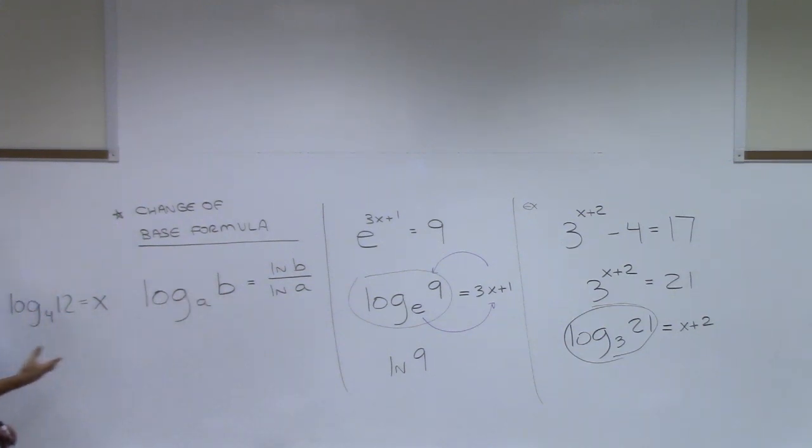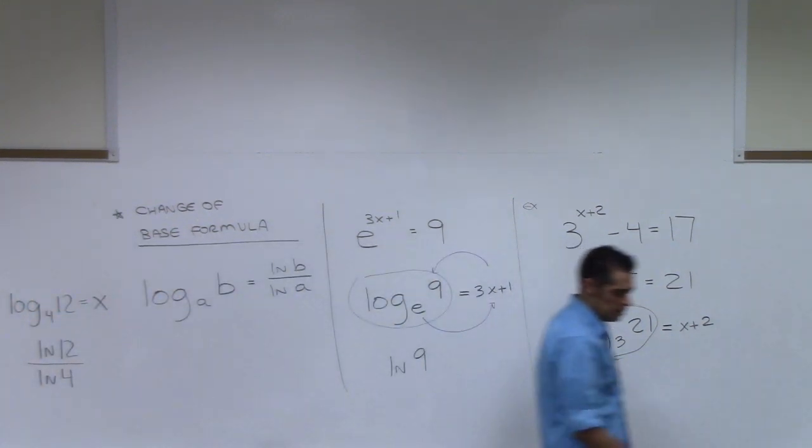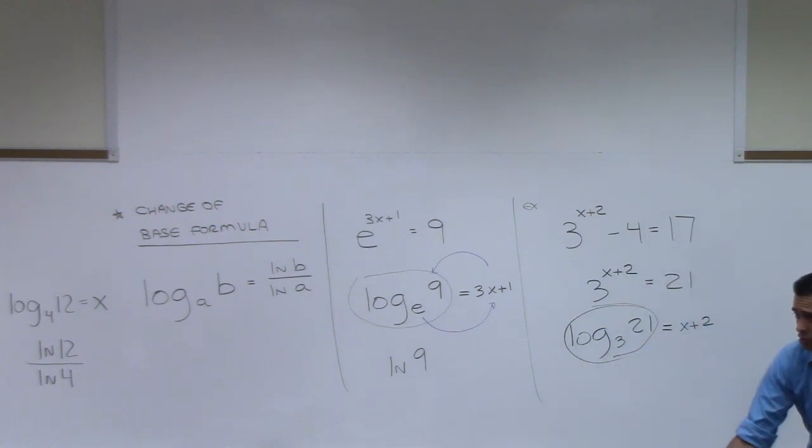So according to the change of base formula, this can be rewritten. The left side of the equation can be rewritten as natural log of 12 divided by natural log of 4. And there we get our calculators out. So everyone needs to make sure that you can do this on your calculator correctly, because there are many ways to type this in wrong.